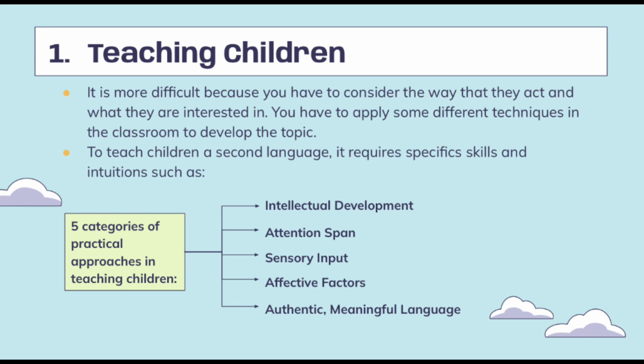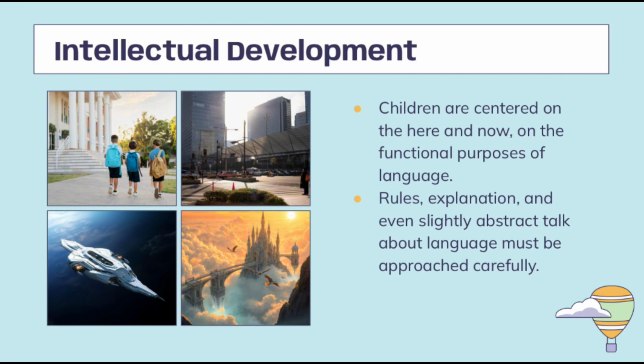First one is intellectual development. Second is attention span. Third is sensory input. Fourth is affective factors. And last one is meaningful language. As for intellectual development, children are centered on the here and now, on the functional purpose of language. Rules, explanation, and even slightly abstract talk about language must be approached carefully.